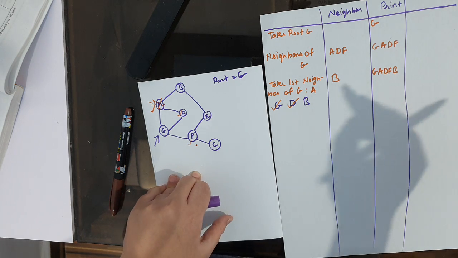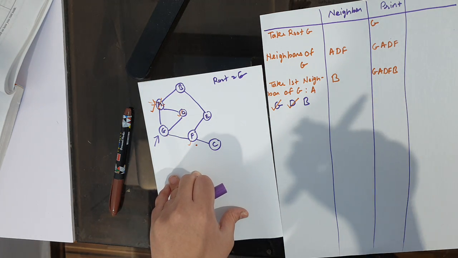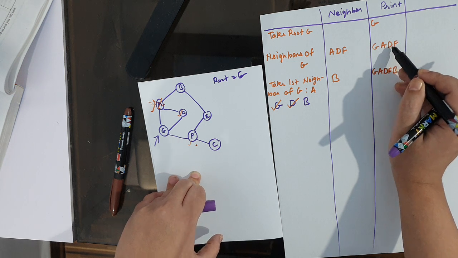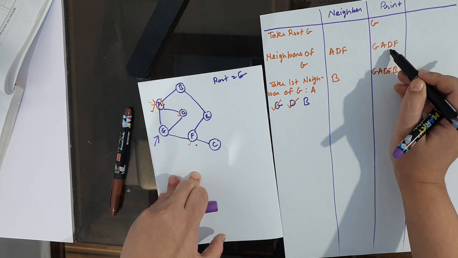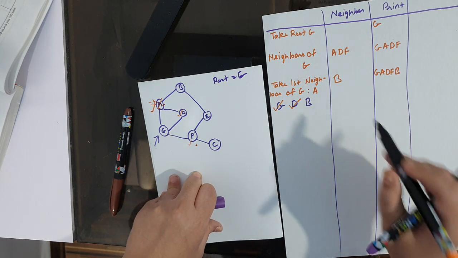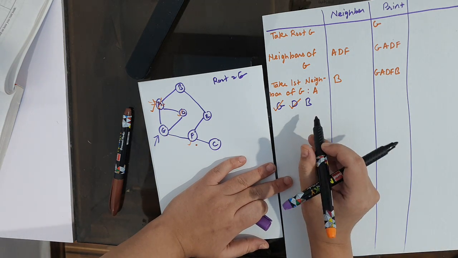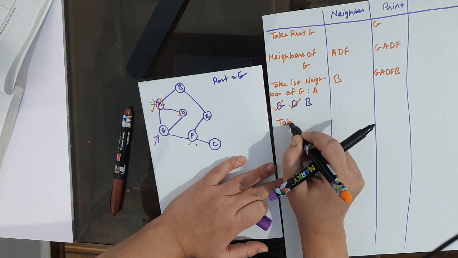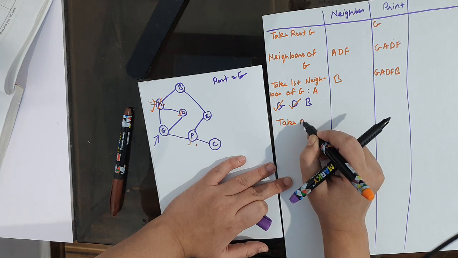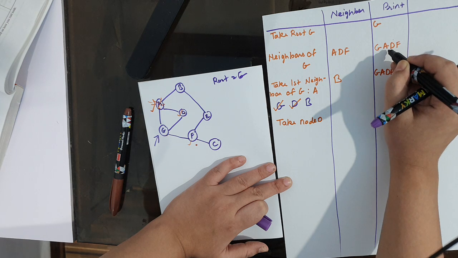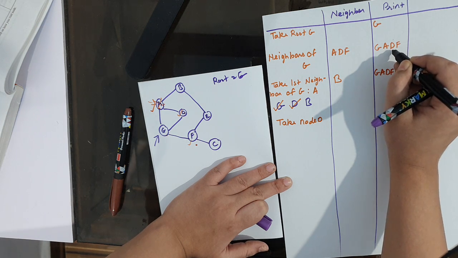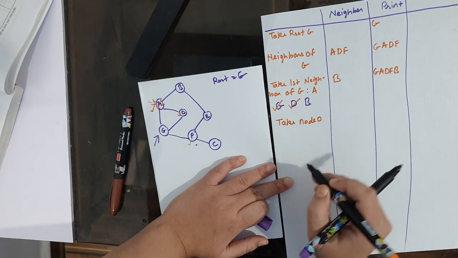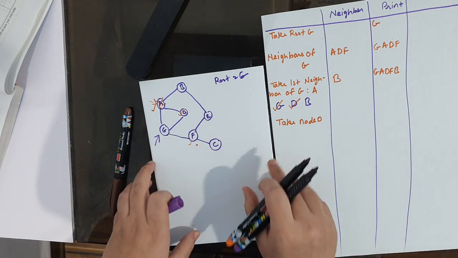After that, consider the second neighbor. If there is a second neighbor of G, once A is done, go to the next node, which is the second neighbor of root node G, that is D. So take node D, which is after A in the list, and then explore the neighbors of D. So let's explore the neighbors of D right here.